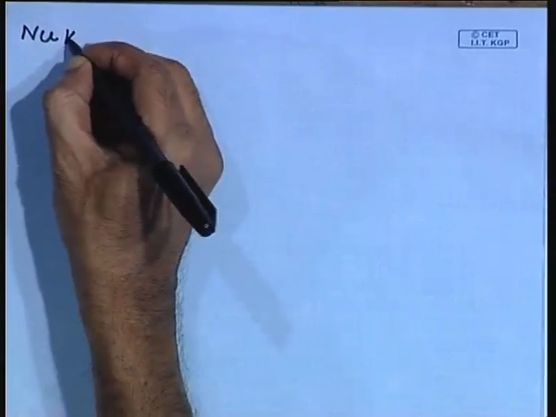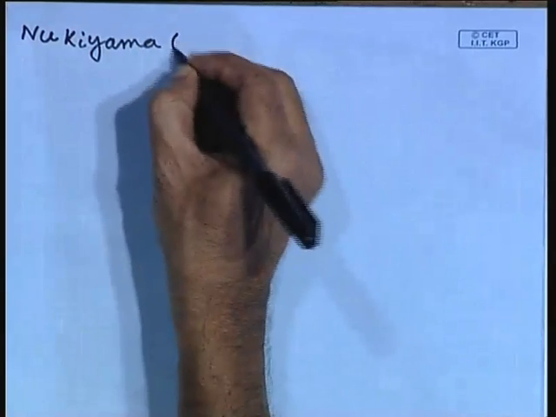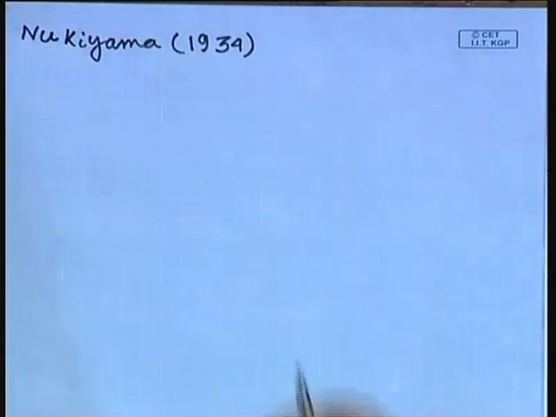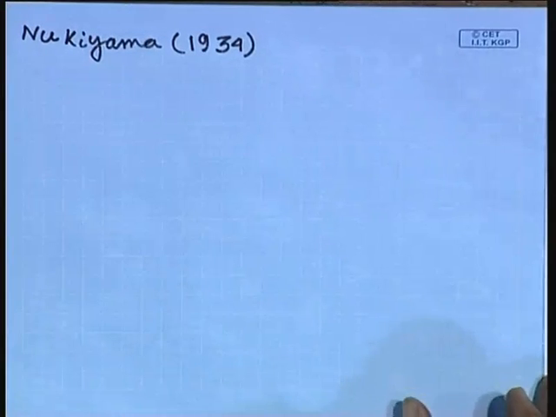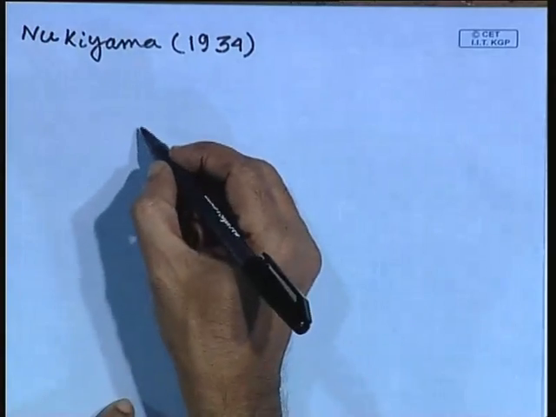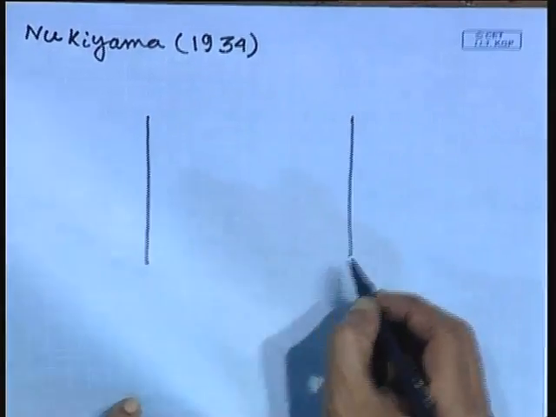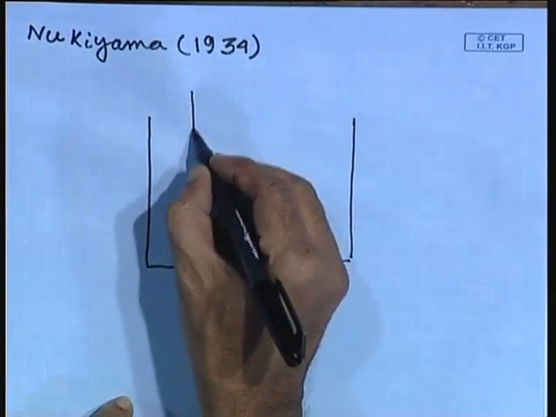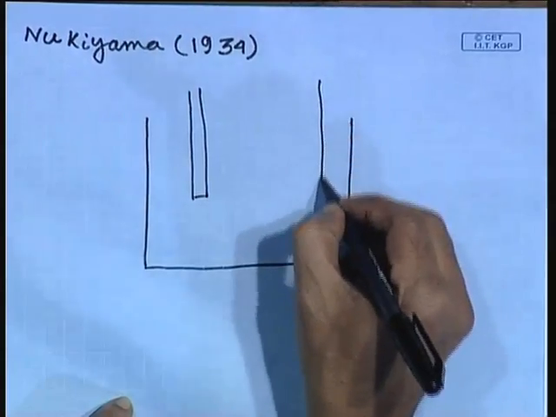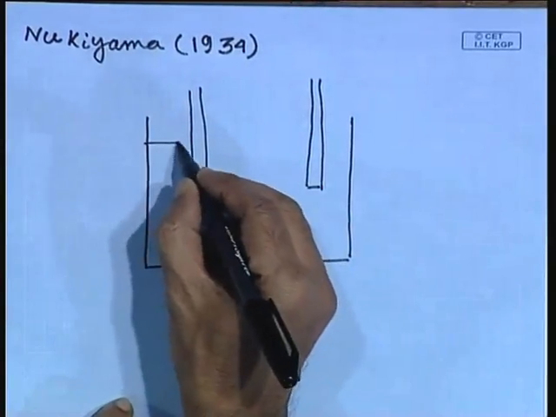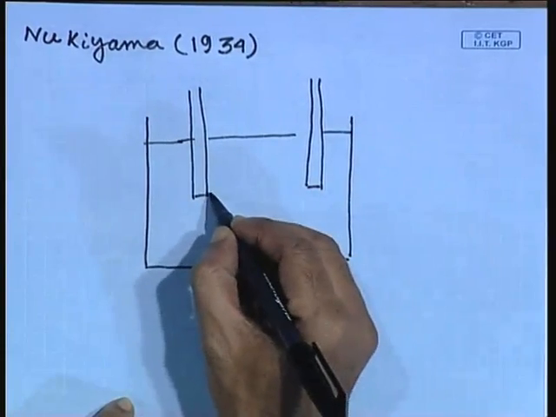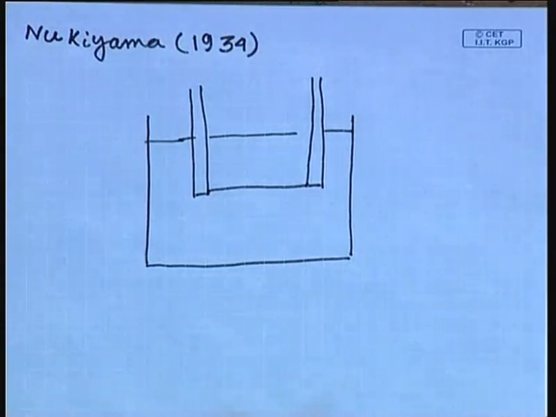Now, this pool boiling curve, which is a very classical one, was first proposed by Nakayama in 1934, from his classical experiment. So, Nakayama's experiment was very simple. There is a pool of liquid. In this pool of liquid, what he has done, he has put a heater, an electrically controlled heater, and this heater was nothing but a very thin platinum wire.